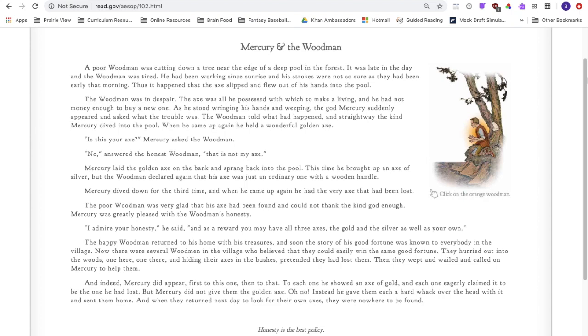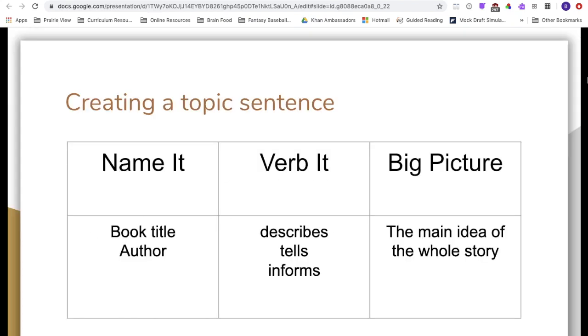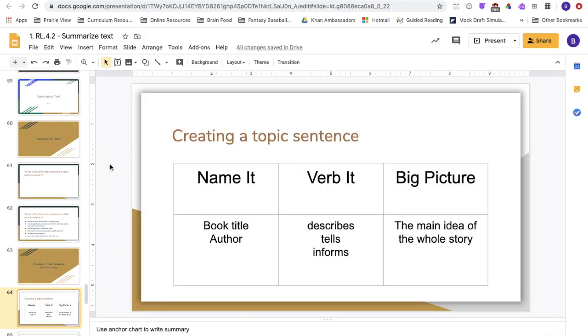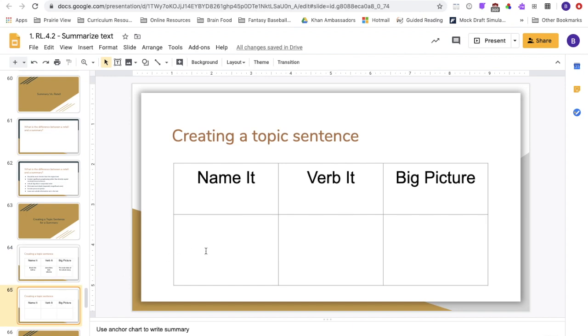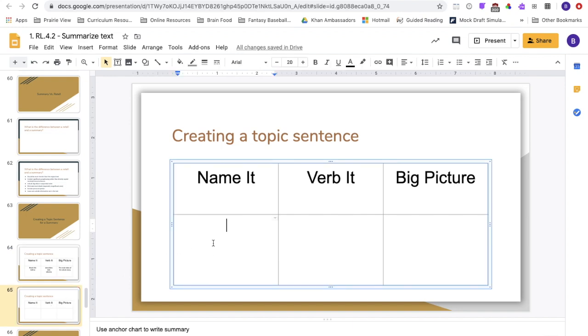All right, now that you've paused it and had a chance to read through it, let's take a look at what we can do to summarize this text. The first thing that we want to do is name it. If you remember, that's the book title, or in this case, the fable. And we'll call it Mercury and the Woodman.